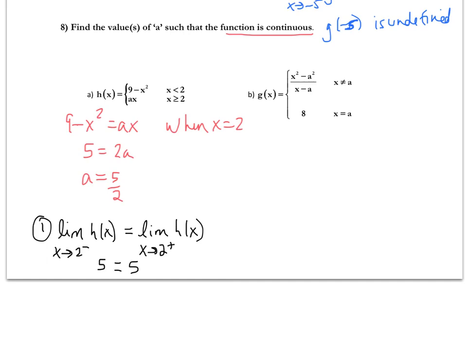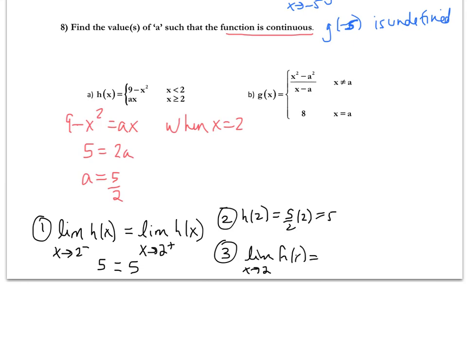So that's true. Step 2, we want to find the function value. So h of 2 would equal 5/2 times 2, which is equal to 5. And so then step 3 works for us. The limit as x approaches 2 of the function is equal to the function value of 2. Sorry, this handwriting is so atrocious in this note-taking app. Doing the best I can.